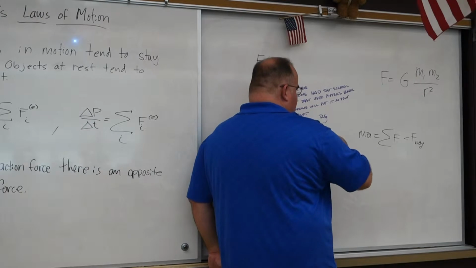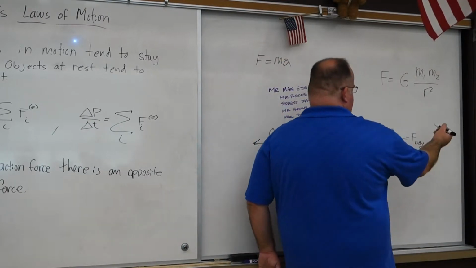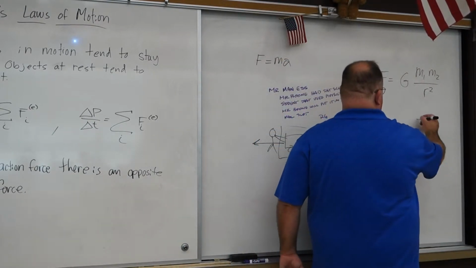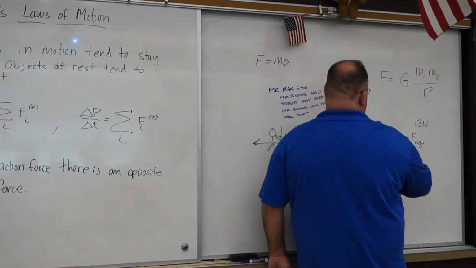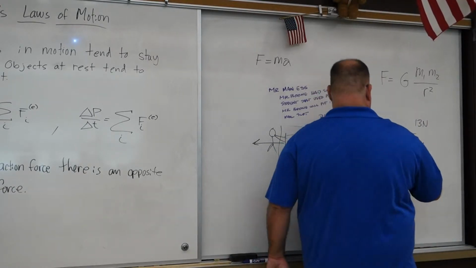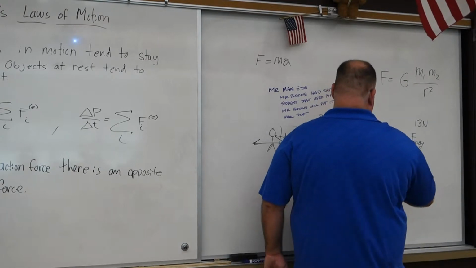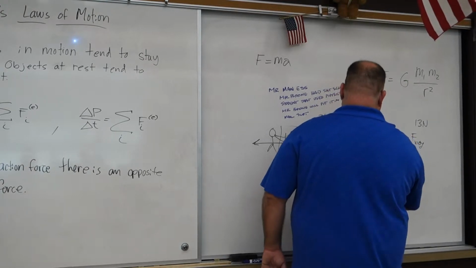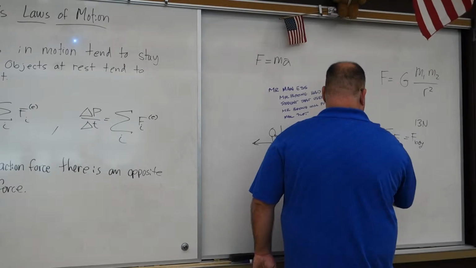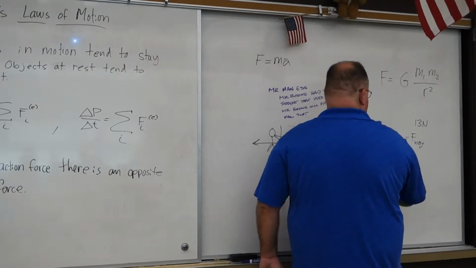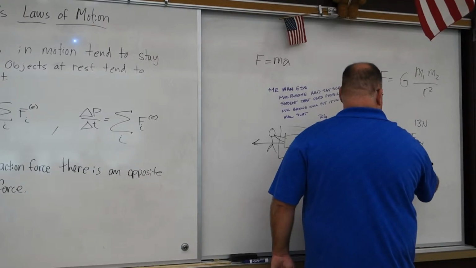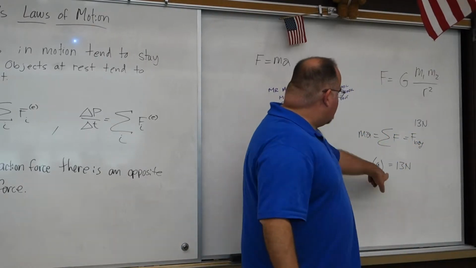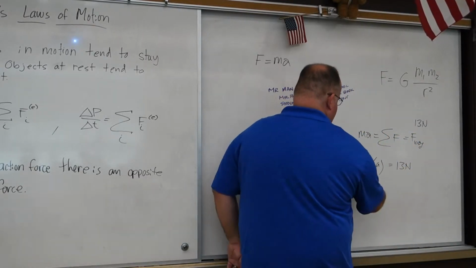So if the boy is exerting, say, a 13 Newton force, and say the mass is 2 kilograms, then we can work this out. 2 kilograms. Acceleration, we don't know what it is. That's what we're trying to find. And the force is 13 newtons. Okay. Now we can divide both sides by 2 kilograms.